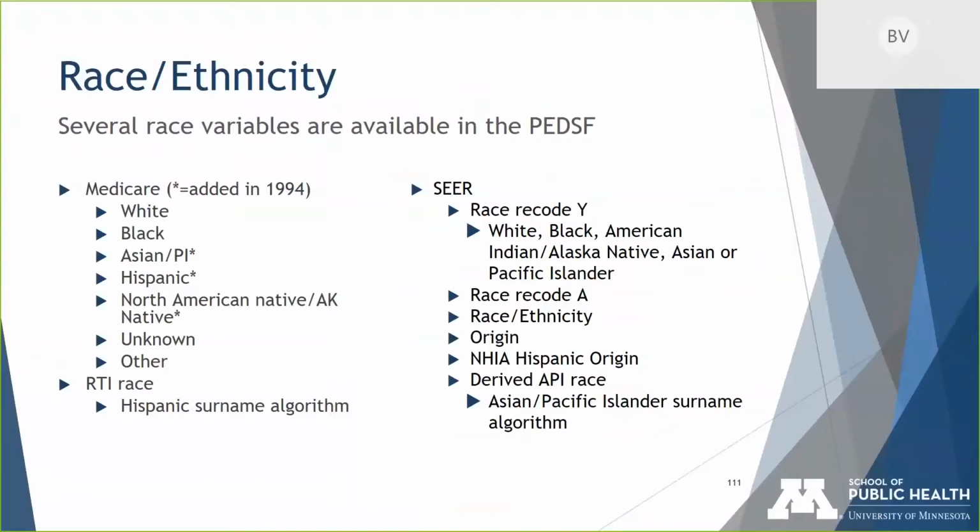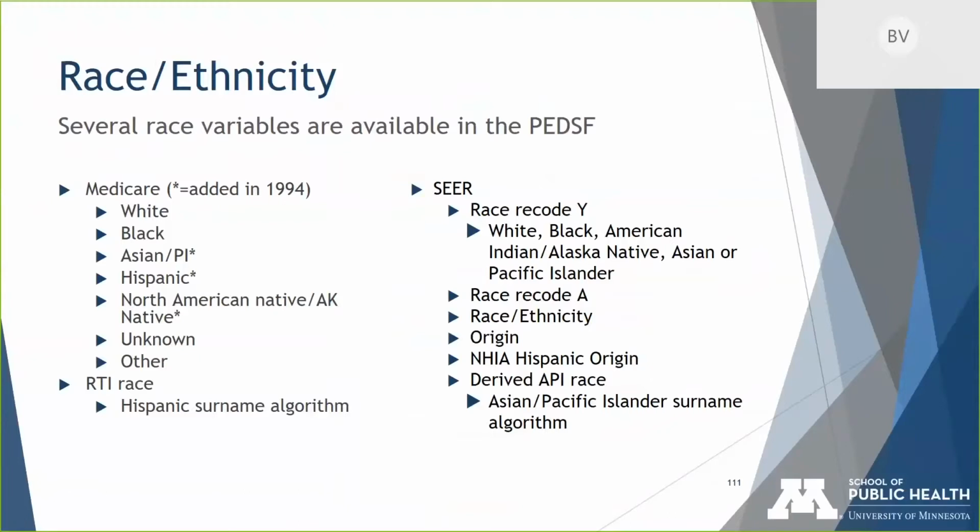There was also an attempt: there's an RTI race variable that uses a Hispanic surname matching algorithm. It was an attempt to tease out, among the people with the Medicare race of white or black, if they also have a Hispanic ethnicity. So it basically looked at their last name and some other information, tried to look at the probability that they would be Hispanic, and then assigned based on that. RTI is the Research Triangle Institute, if you're wondering what that means. But some of the groundwork for this was actually done by Dr. Beth Fernig, who you just heard from.